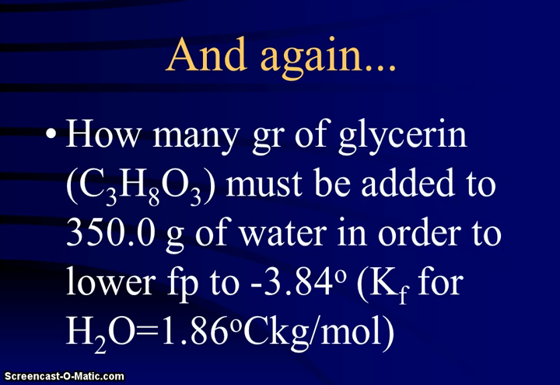So let's do another problem. How many grams of glycerin, and it gives us the formula for glycerin, must be added to 350 grams of water in order to lower the freezing point to negative 3.84 degrees Celsius? And it tells us that the freezing point constant for water is 1.86 degrees Celsius kilogram per mole.